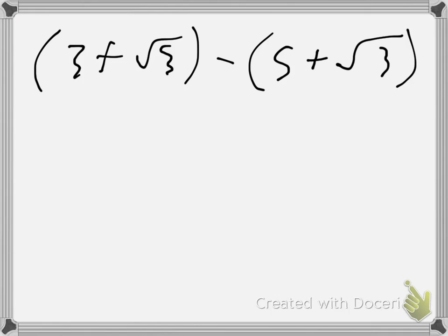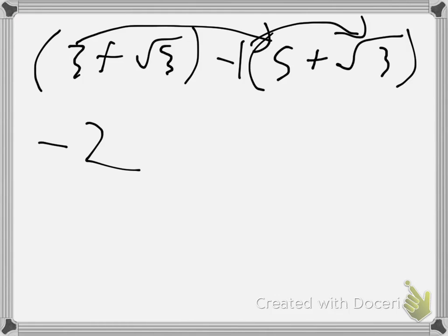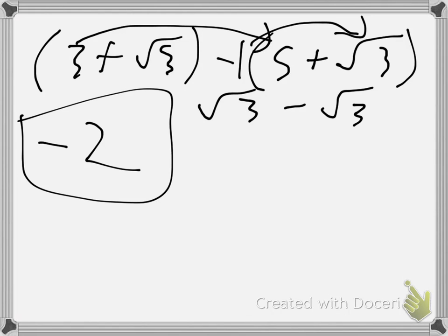In this case, you have 3 plus square root of 3 minus 5 plus square root of 3. So yet again, combining like terms, 3 minus 5 is negative 2. Now you distribute this negative 1, you got negative 3. So now you have positive square root of 3 minus square root of 3. So yet again, your answer is negative 2, and that is your absolutely, completely simplified radical expression.